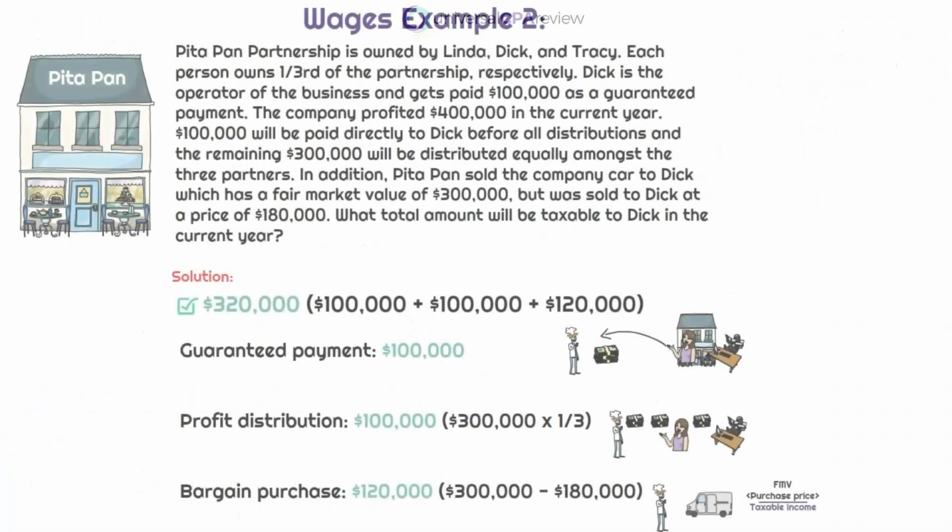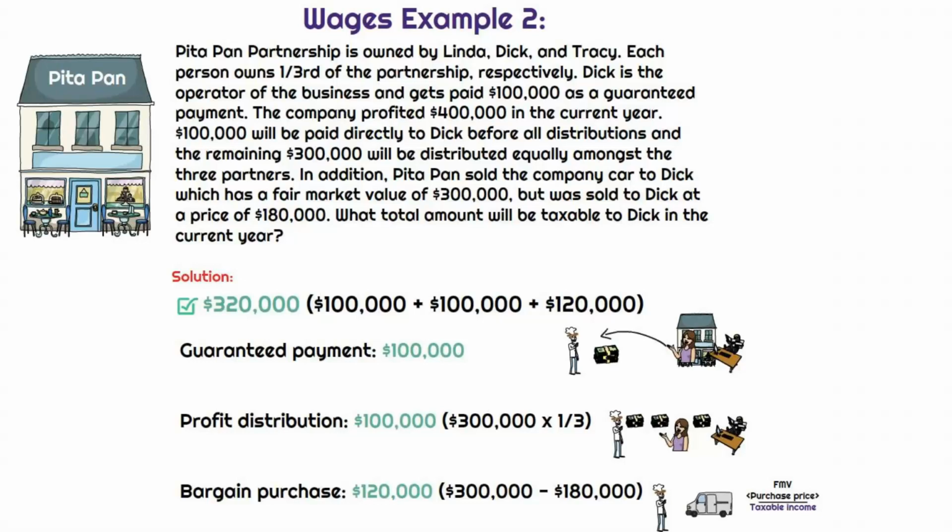Okay, so let's take a look at a quick example. Peter Pan Partnership is owned by Linda, Dick, and Tracy. Each person owns 1/3 of the partnership respectively. Dick is the operating partner of the business and gets paid $100,000 as a guaranteed payment. So the remaining $300,000 will be distributed equally amongst the 3 partners.